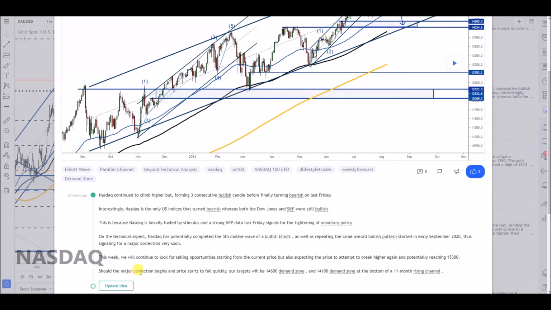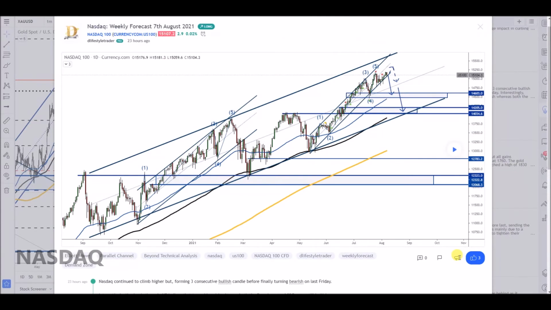So should a major correction begin and price starts to fall quickly, our targets will be the 14,600 demand zone and the 14,100 demand zone at the bottom of an 11-month running channel. So for the NASDAQ, it's really very straightforward.